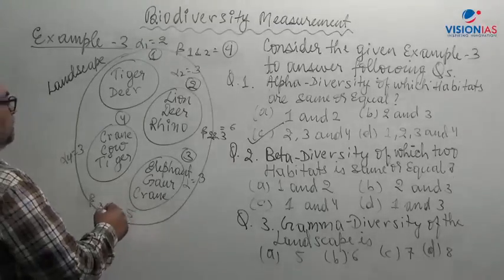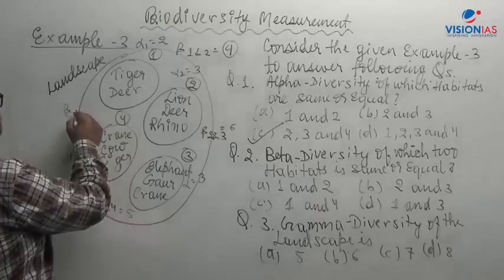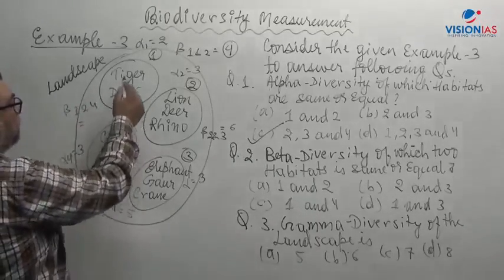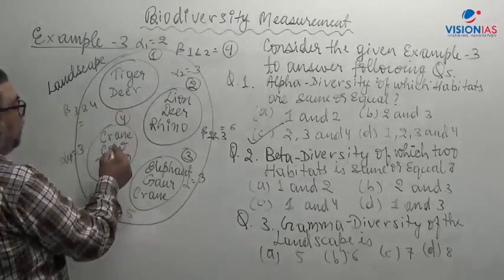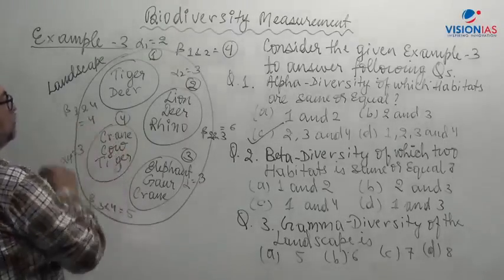Now you take beta of 1 and 4. If we compare 1 and 4, tiger, deer. Tiger is common, deer is 2, cow and crane. Cow and crane, the 2 others, so you have 4.